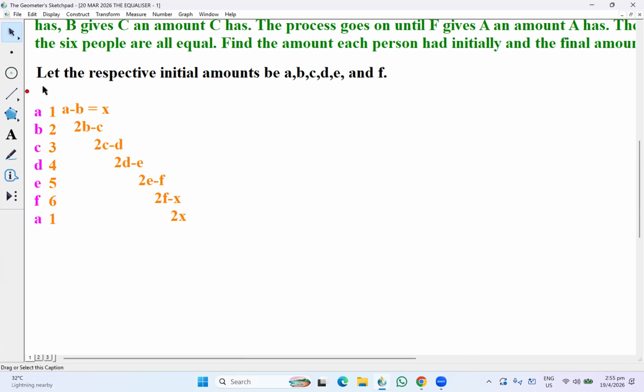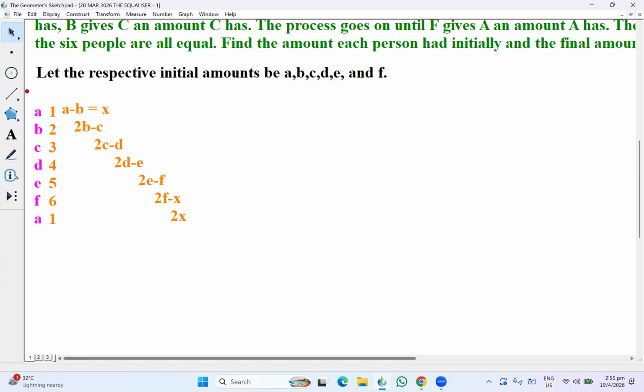So A minus B becomes X. Then B double minus C. Then C double minus D. D double minus E. E double minus F. Then F double minus X. Minus X, so A now has X. And then A becomes 2X. That's the equalizer. I mean, now all the amounts are equalized, the same.